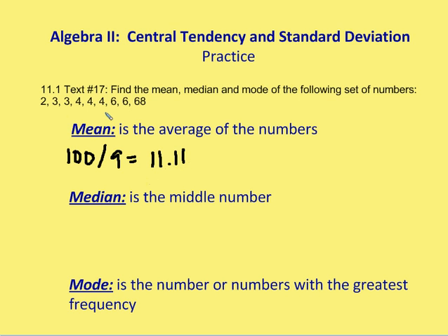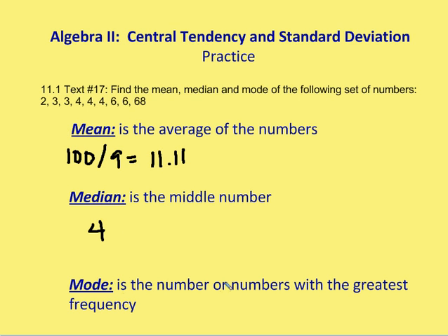Now the median is the middle number of the set. I have 9 values, so it's going to be the fifth value, 1, 2, 3, 4, 5. So my median is going to be 4. Now remember, to find the median, you have to arrange the numbers in ascending or descending order. They can't just be jumbled in any order. It's not the middle number of any order of numbers. It's the middle number of a sequence of numbers, either descending or ascending.